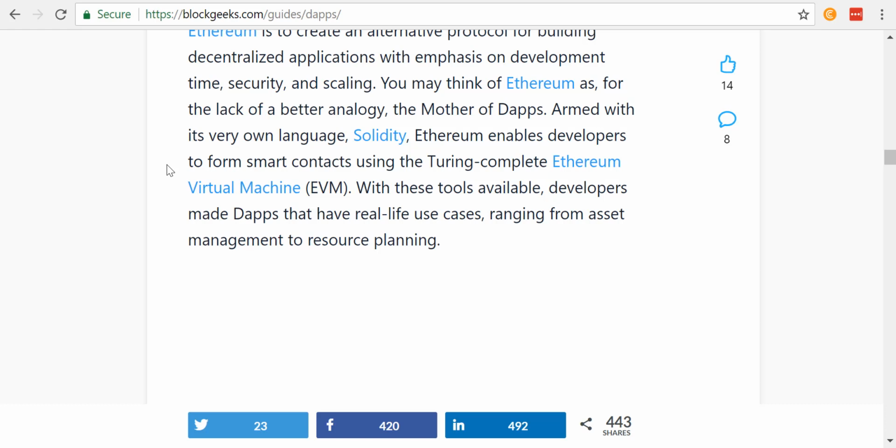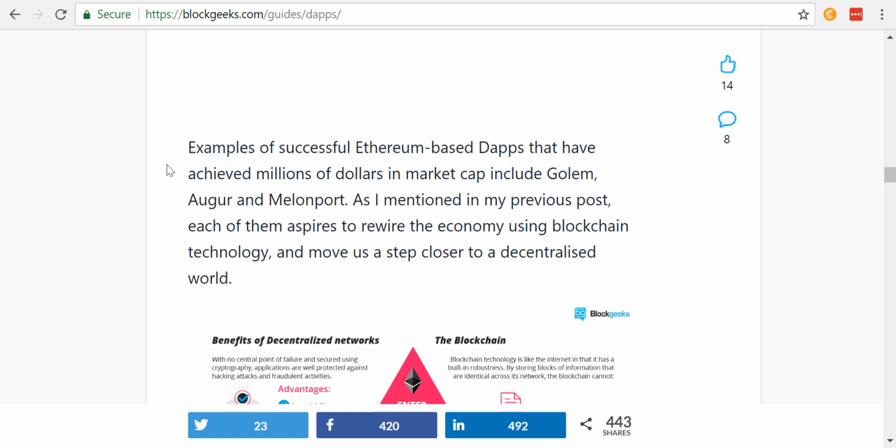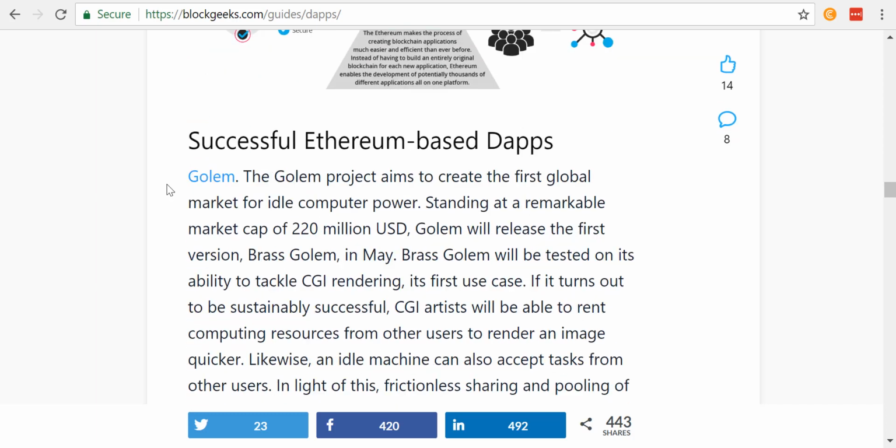With these tools available, developers made dApps that have real-life use cases ranging from asset management to resource planning. Examples of successful Ethereum-based dApps that have achieved millions of dollars in market cap include Golem, Augur, and Melonport. As I mentioned, this is an older post. Another one would be Proof of Weekends. I'll talk about that in a minute. As I mentioned in my previous post, each of these aspire to rewire the economy using blockchain technology and move us a step closer to the decentralized world.